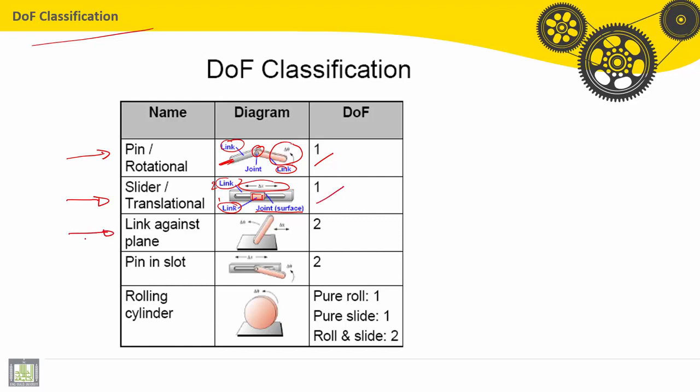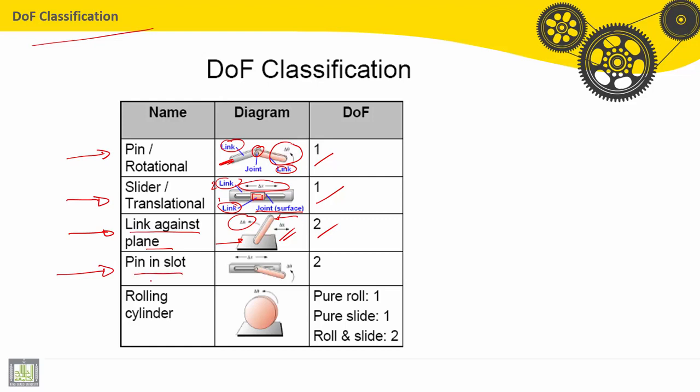Third type, link against plane. Here we have the plane, it is the ground, and here we have the link. This link can move linearly along delta x, or here as a rotation theta or delta theta. Then we find here 2 degrees of freedom, translation and rotation.